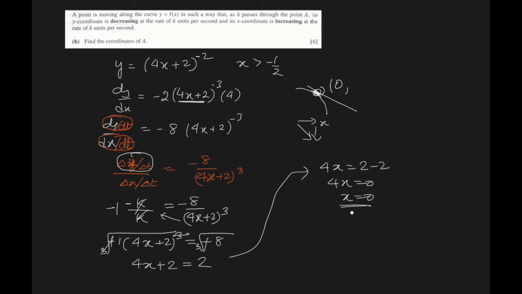We have to find the y coordinate, so we'll use the main function, which was this one. Is 0 greater than negative half? Yes, it is. So we can find the y coordinate now. y equal to (4 times 0 plus 2) to the power negative 2. This is 0. So 2 to the power negative 2 will be 1 over 2 squared, 1 over 4. So the coordinates of that specific point A are (0, 1/4).